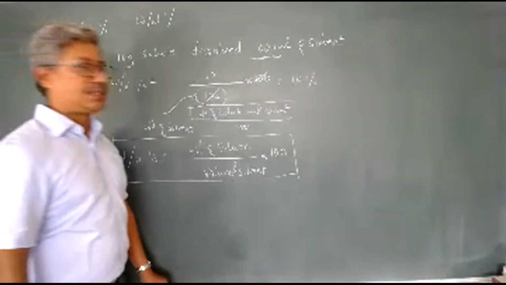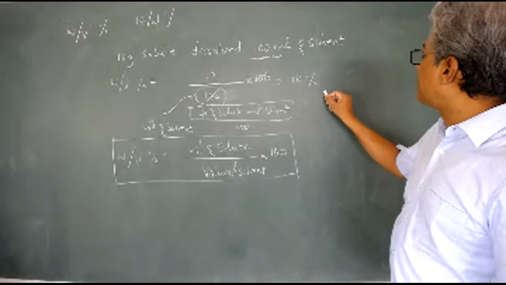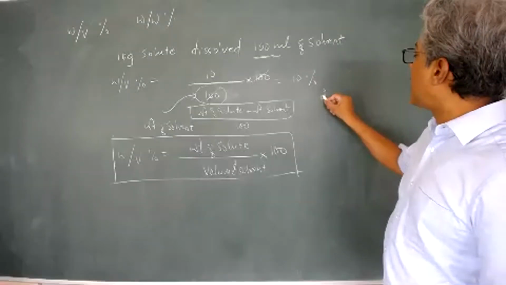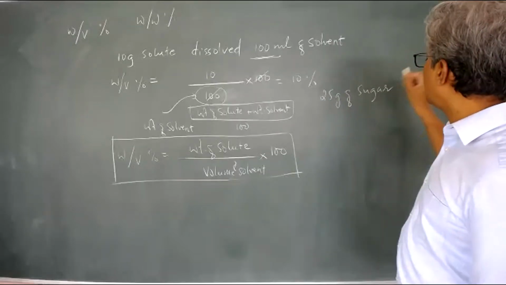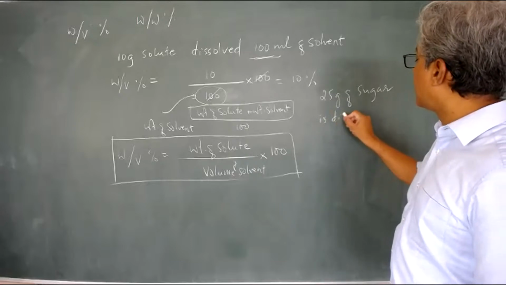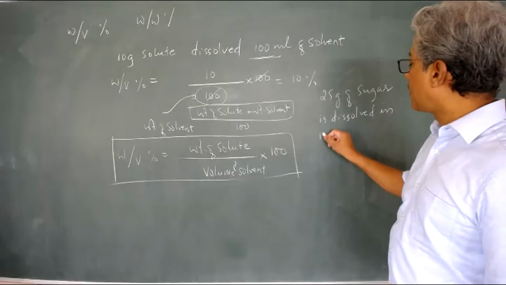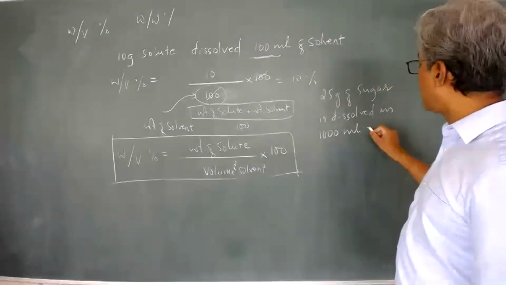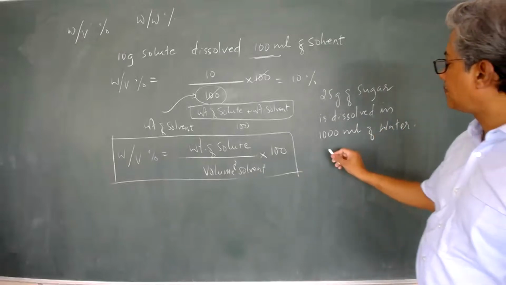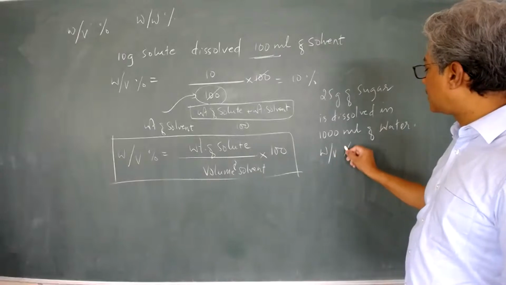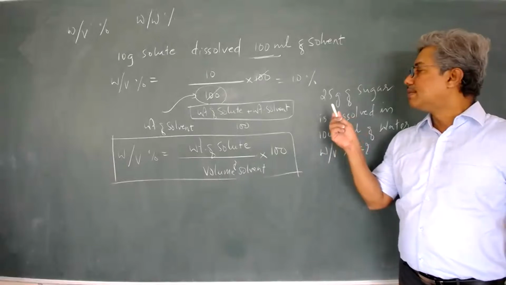Clear, students? One more thing. We will take another example. Say 25 gram of sugar is dissolved in 1000 ml of water. Then its weight by volume percentage is how much? Remember this. Is it clear?